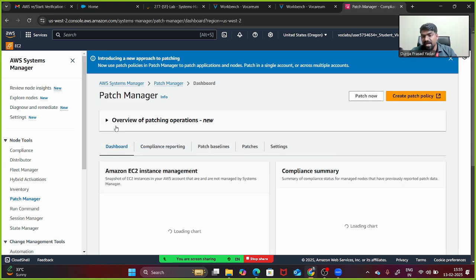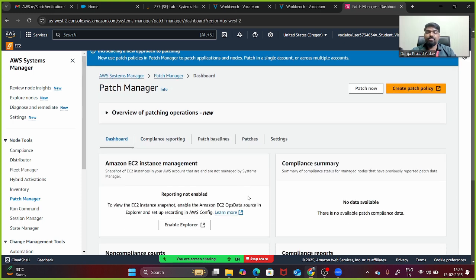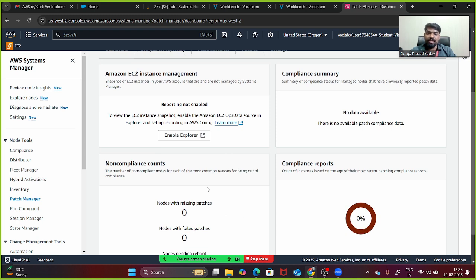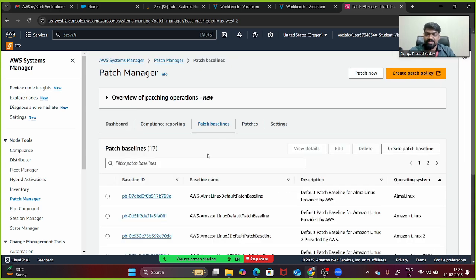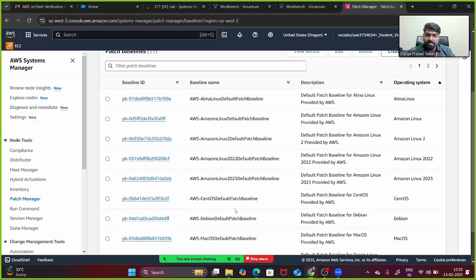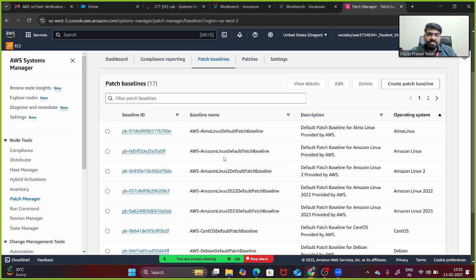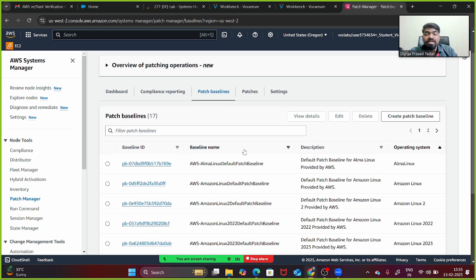On the left side we do have the dashboard. If we click on the dashboard, it will give us the dashboard details of the entire operations related to these nodes, and this is the patch baseline. So you can say these patch baselines are pre-created. These all are pre-created, and if you go to each patch, you will be getting the same commands.